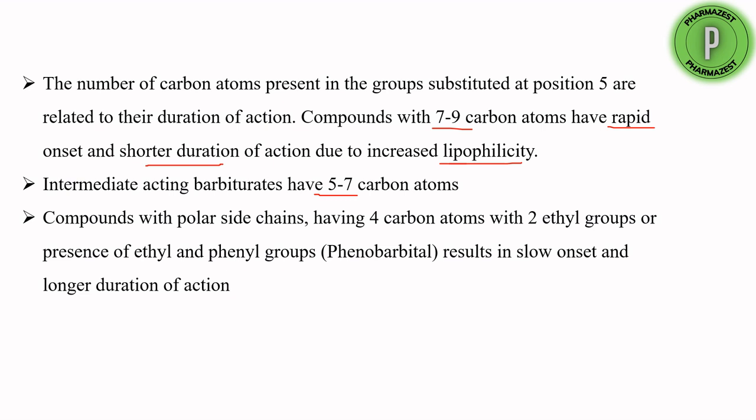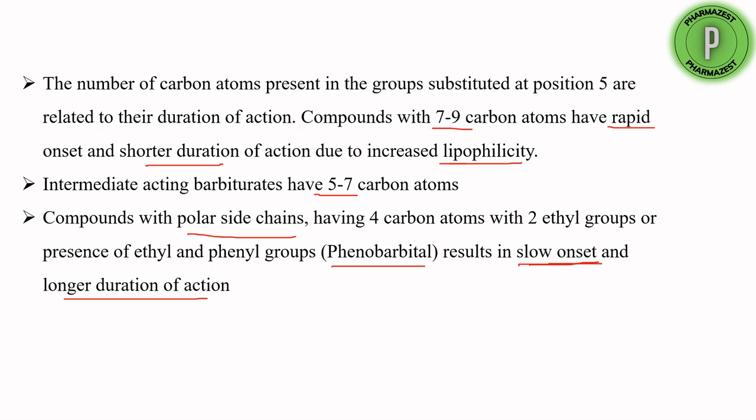And compounds with polar side chains having 4 carbons or ethyl groups or presence of ethyl and phenyl groups result in slow onset and longer duration of action. For example, you have phenobarbital. So phenobarbital has a phenyl group and also an ethyl group. So the onset is slow and the duration of action is longer. So if you have compounds with polar side chains, there is slow onset and longer duration. That means you get long acting barbiturates.